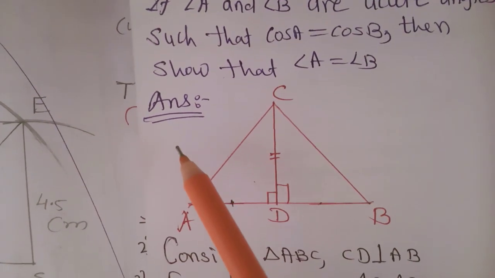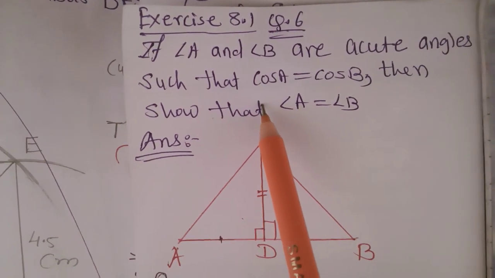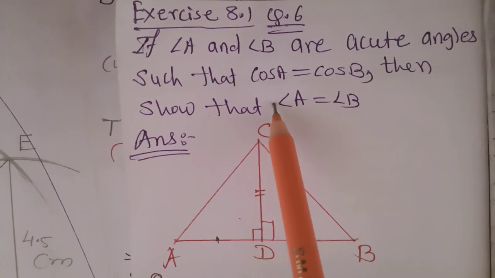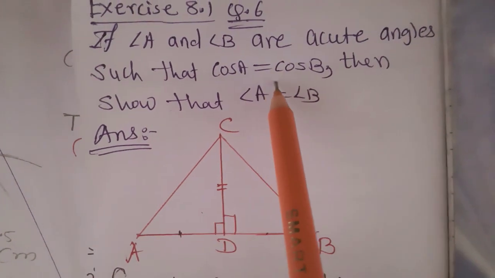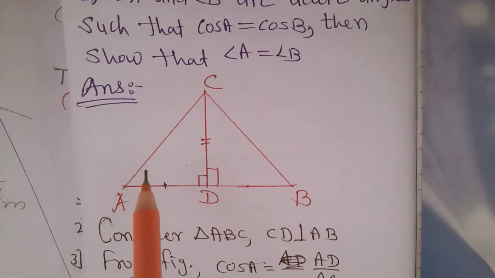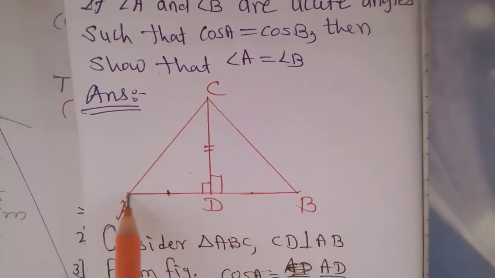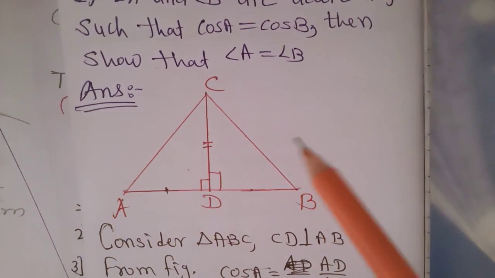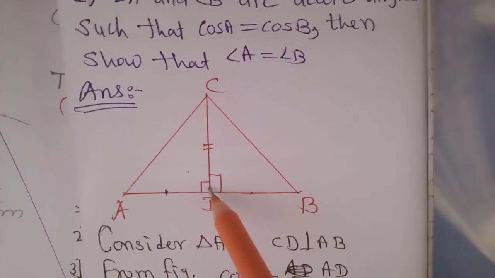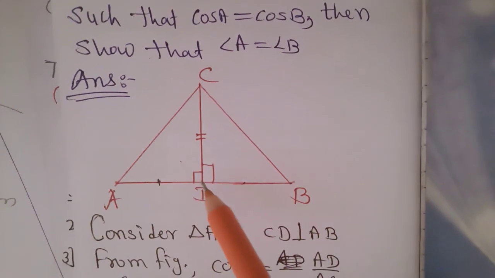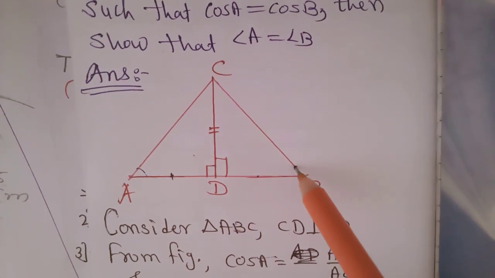Now, as per the description in the question, we first draw the diagram. In this trigonometry lesson, we always consider the right angle triangle. Now we are given angle A and angle B, different angles. Therefore, we take angle A as an acute angle and B as an acute angle. Then we take one right angle triangle ACD and a second right angle triangle BCD. In these two triangles, angle D and angle D are of 90 degrees. A is an acute angle and B is also an acute angle.